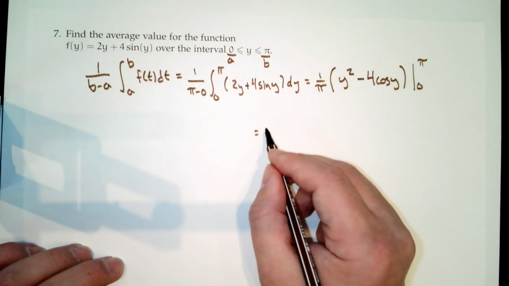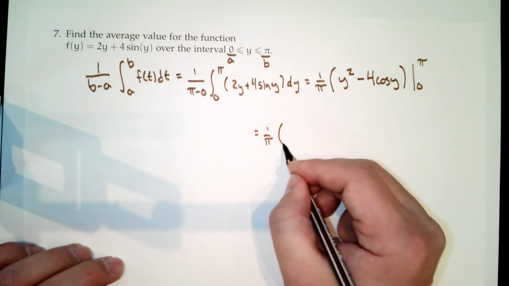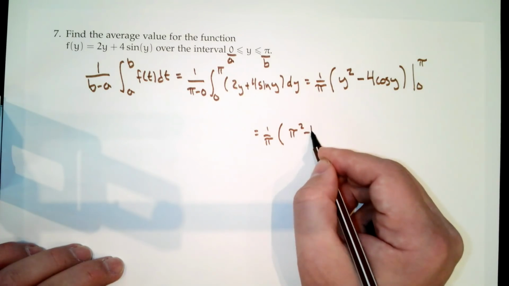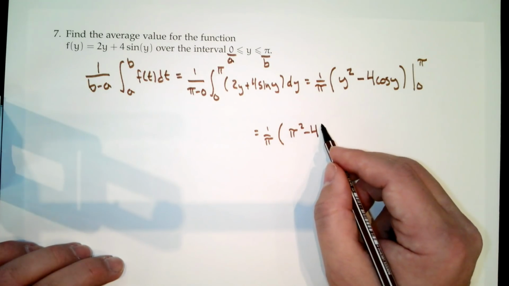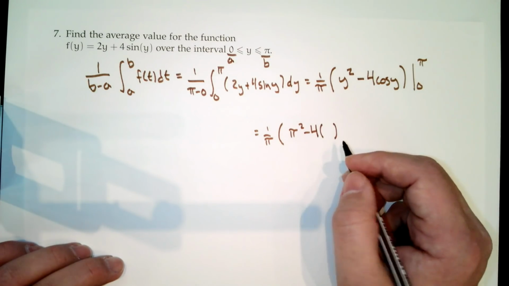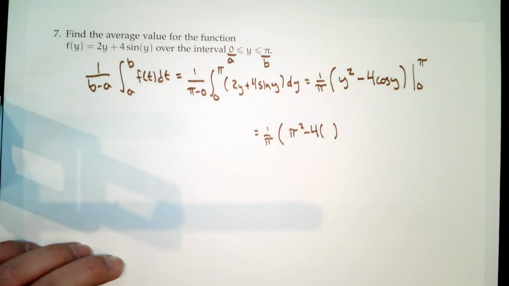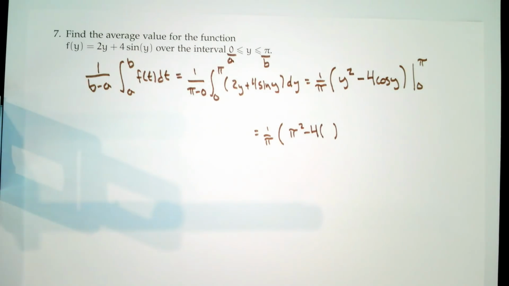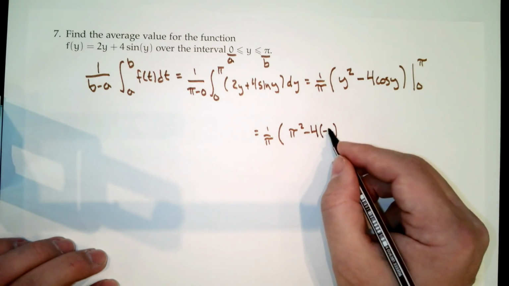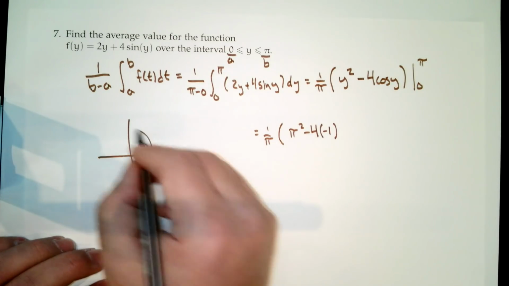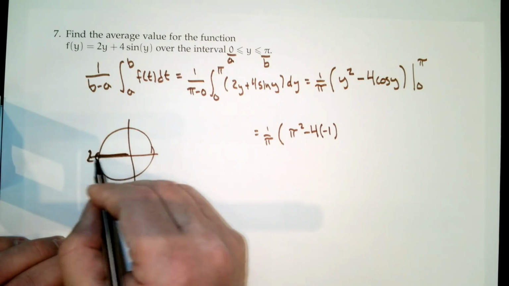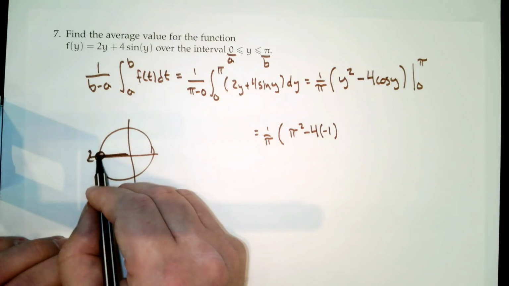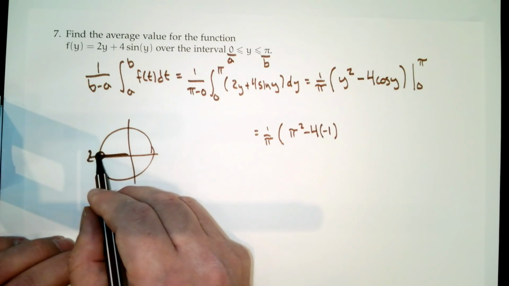Well, so that's 1 over pi. I have pi squared minus 4 times cosine of pi. Cosine of pi? Well, it's probably going to be either 0, 1, or negative 1. I'll narrow it down that much. Any thoughts about what it should be? It's negative 1. Thinking in a circle, pi is this direction, and the cosine is the x-coordinate. So I'm at negative 1.